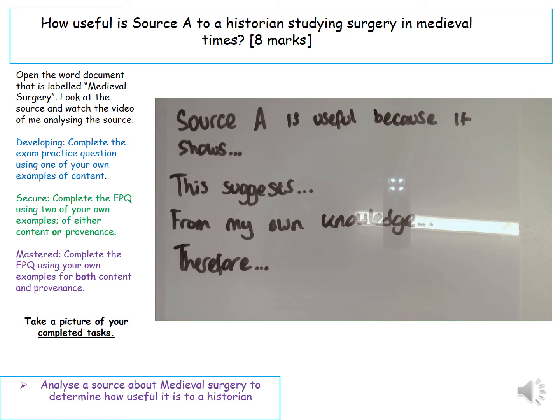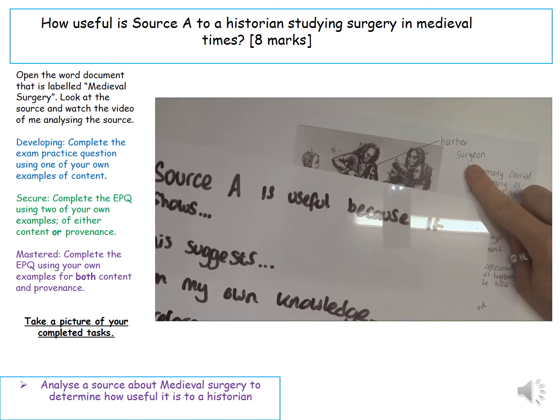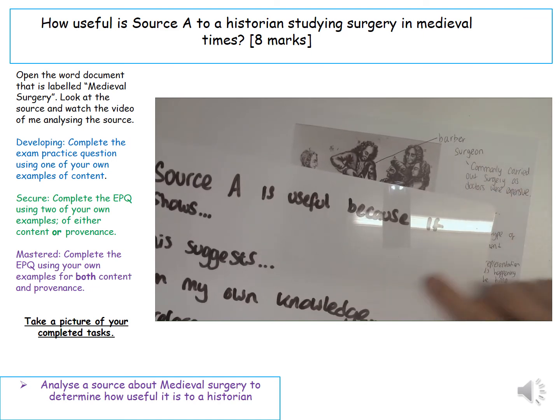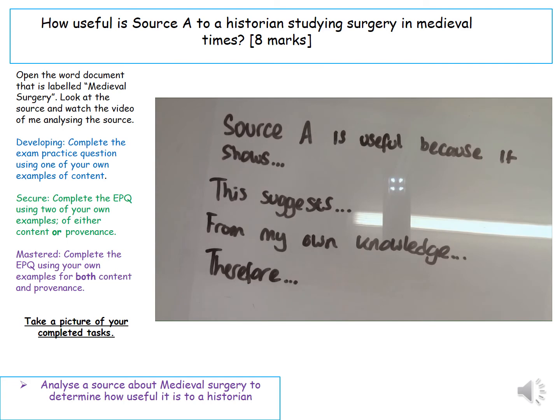From my own knowledge, you then need to include your own contextual knowledge to back up what you can see in the source. We've already done that on our annotation, so we can see barber surgeons, and we know from our own knowledge that barber surgeons commonly carried out surgery as doctors were too expensive at this time period. Therefore, your last sentence starter, you need to link it back to the question. So therefore, source A is useful to a historian.